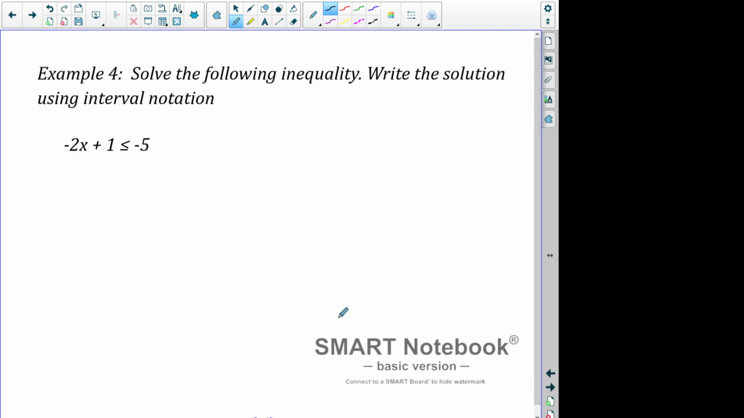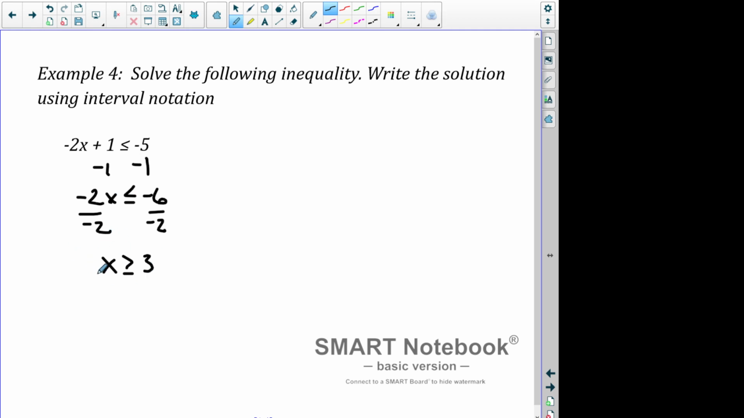Okay, and the last one here. So this is a really typical sort of thing. You'll be asked to solve an equation, work a problem, or something like that. But then they want you to write the solution using interval notation. So if I go through and solve this, I'm just going to solve it like I normally would. Subtract 1 from both sides. Negative 2x is less than or equal to negative 6. And then I'm going to divide by negative 2. Keep in mind dividing by a negative, right? So I have to change the direction of the inequality. So x is going to be greater than or equal to positive 3.